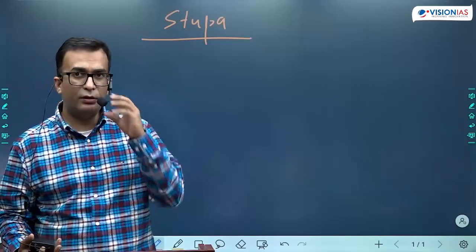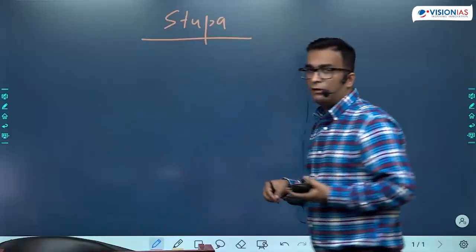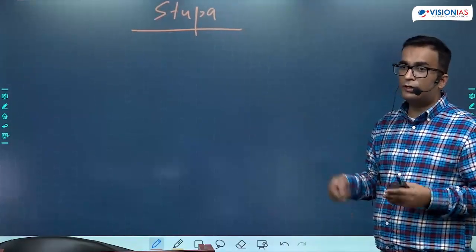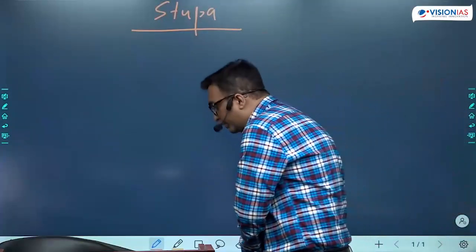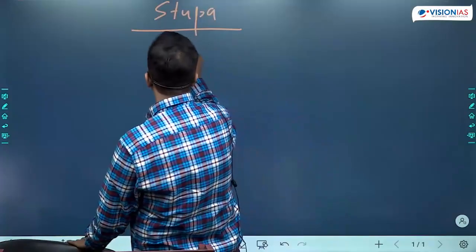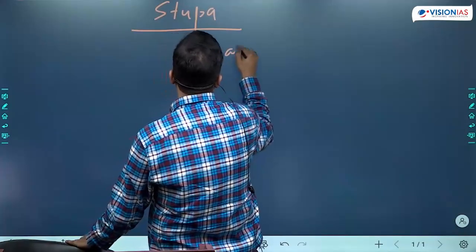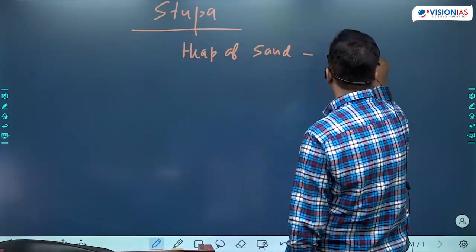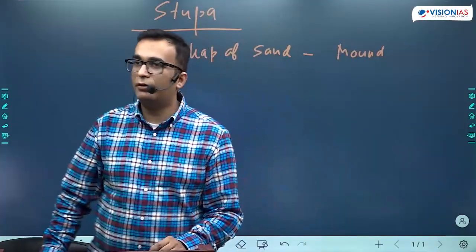Let's have a discussion on the concept of the stupa itself from the beginning, and then after the stupa concept we'll go into the Mauryan construction of the stupa. So stupa is a Sanskrit word, and the meaning of the word is a heap of sand or mound.